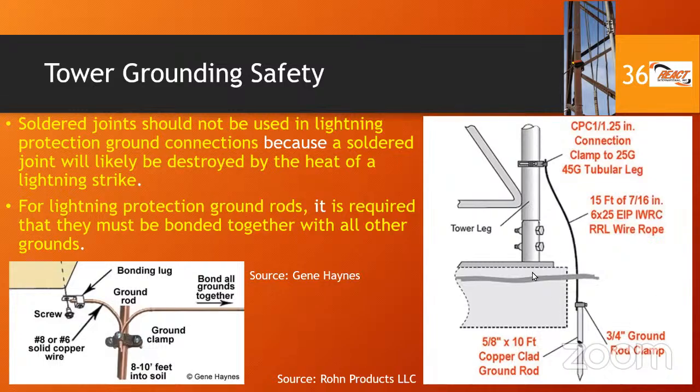So on the right-hand side here, you have the base platform, and you have the tower leg here. And of course, we notice that we have grounded the tower to a ground rod. One of the things we need to be aware of is we need to use a physical device, such as a clamp. You can also do a form of welding. But what you should not do is use solder. Solder should not be used at all when you're talking about ground equipment, such as ground rods and ground wires and so on. You can do CAD welding, right? That is very acceptable, but you do not want to do soldering, right?